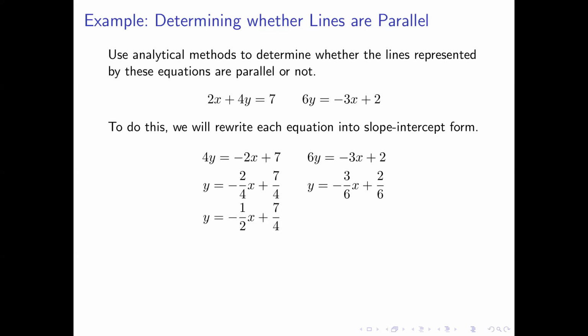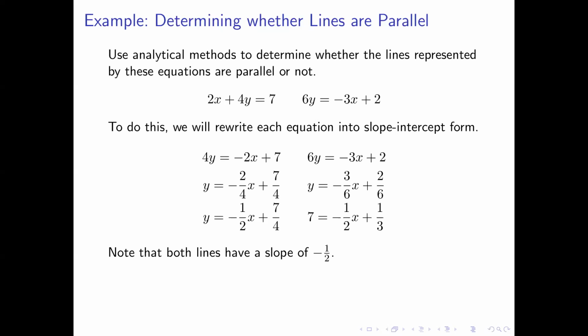The only thing I'm going to do is simplify a little bit by reducing some of the fractions that you see. So in our first equation, -2/4 can be reduced to -1/2. In the second one, -3/6 can be reduced to -1/2, and 2/6 can be reduced to 1/3. That says 7 there. It should say y. That's a typo. I apologize for that.